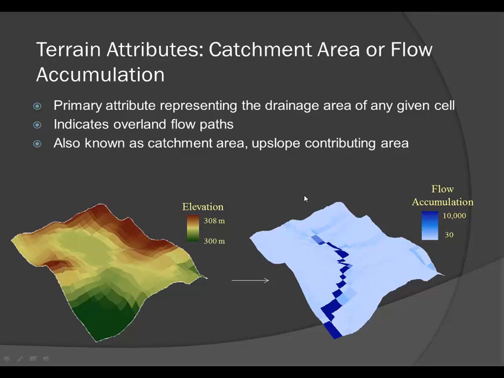This gives you a little better idea of that: you've got the elevation, and the higher elevation spills to the lower elevation. As we're looking at the flow accumulation, the cells up here would be very small. The flow accumulation down here in the valleys, where the streams are going to form, would be very, very high, a very high number.